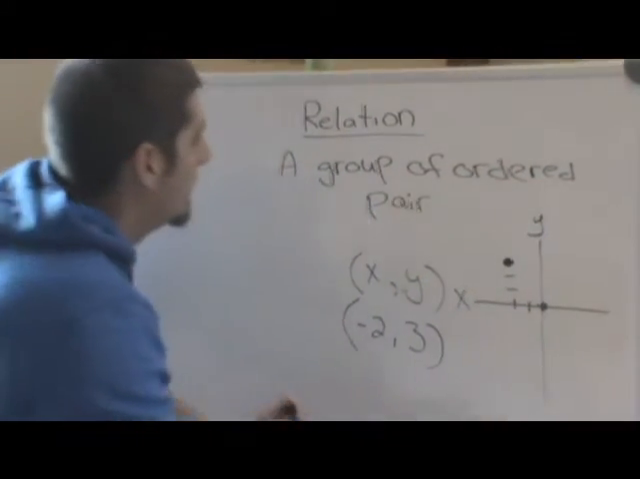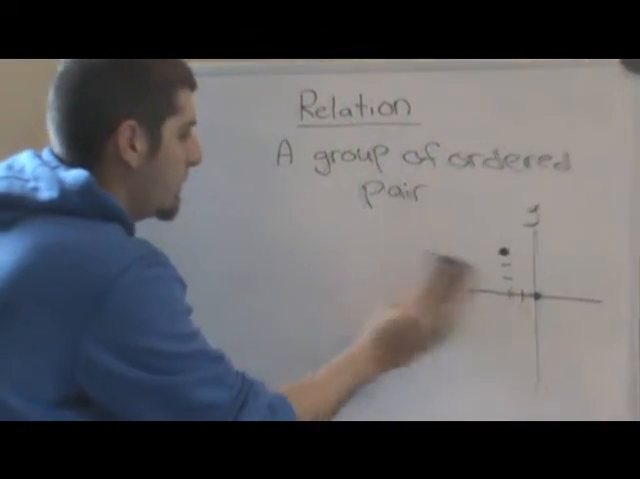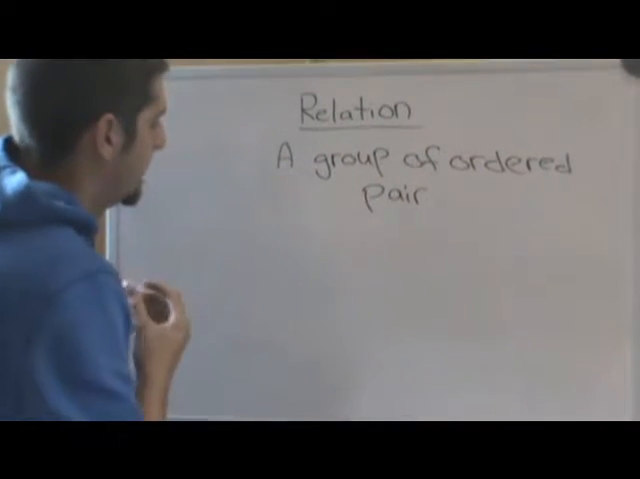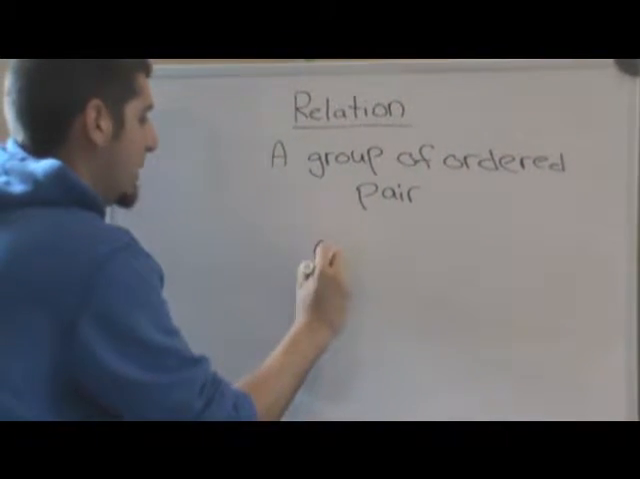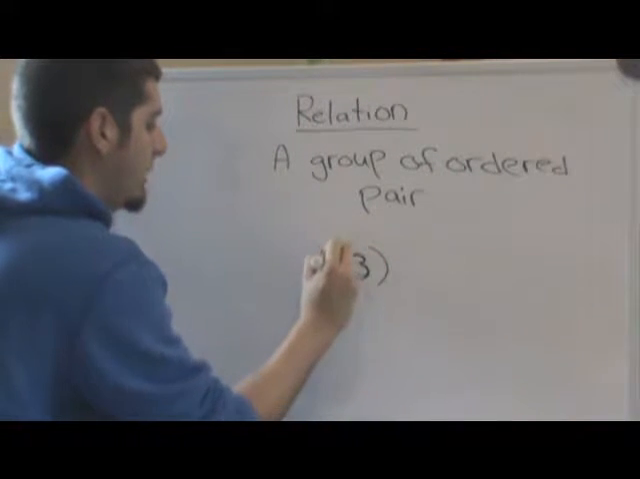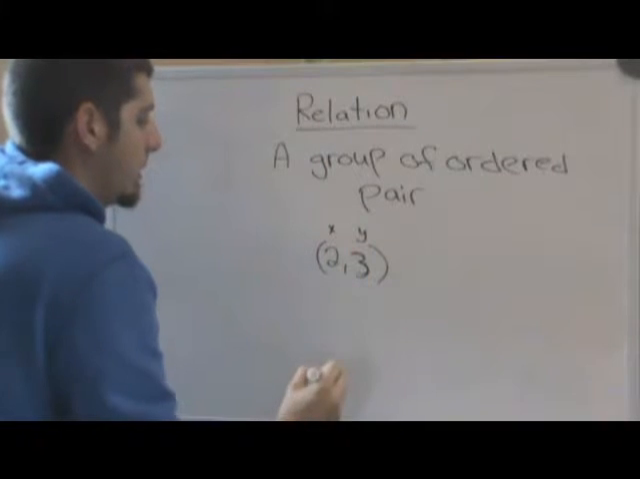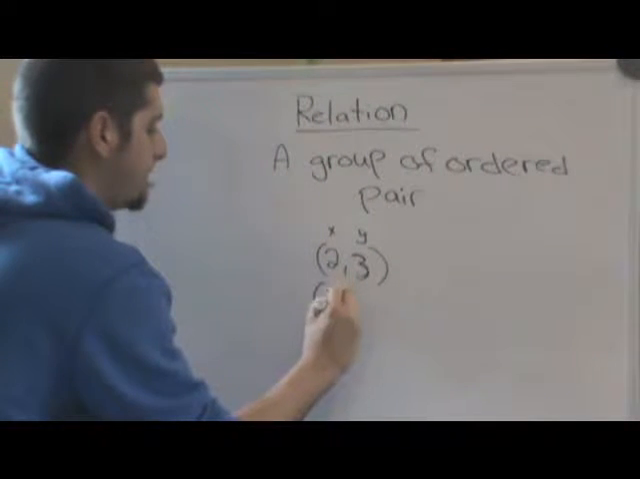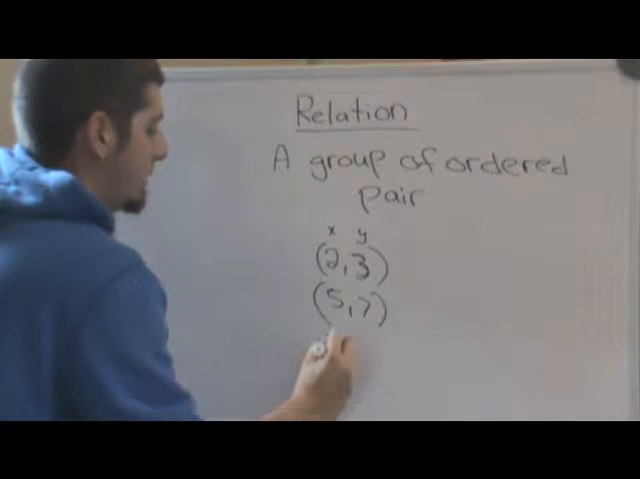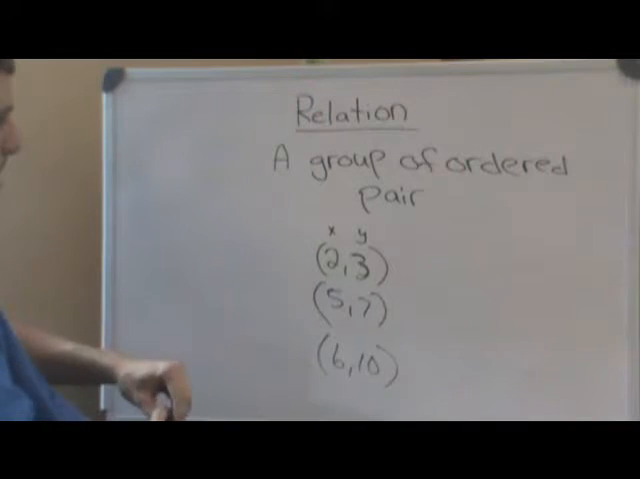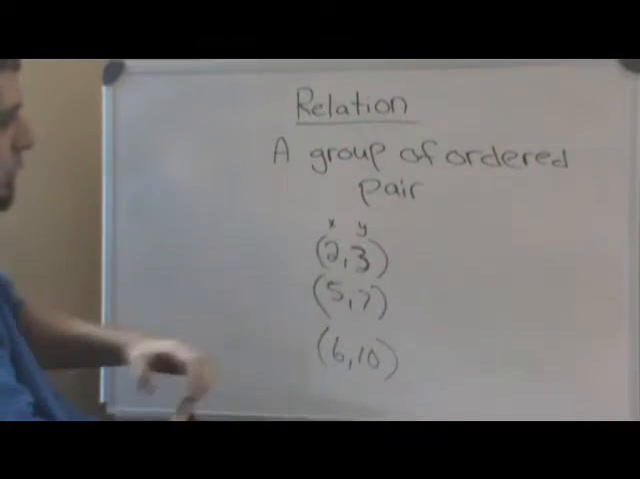So a relation is simply a group of these ordered pairs. If I had more than one, then I would have a relation. So I might have an ordered pair 2, 3, remembering my X and my Y coordinate, an ordered pair 5, 7, and an ordered pair of 6, 10. And this would be a relation.